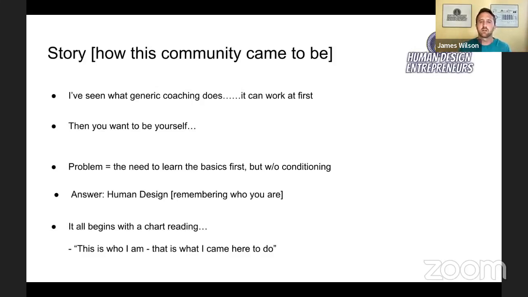It's all about a chart reading, or it begins with a chart reading of feeling very connected to it, saying this is who I am, and going, yes, this is what I came here to do.